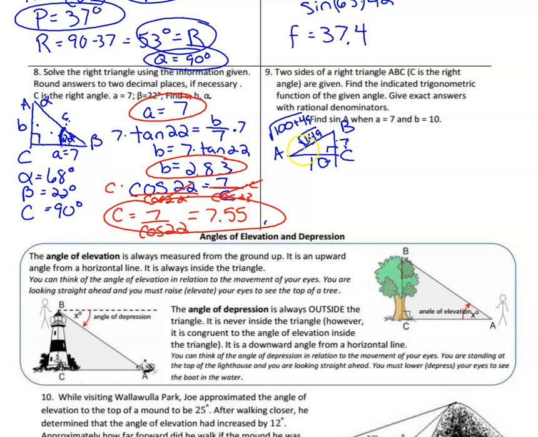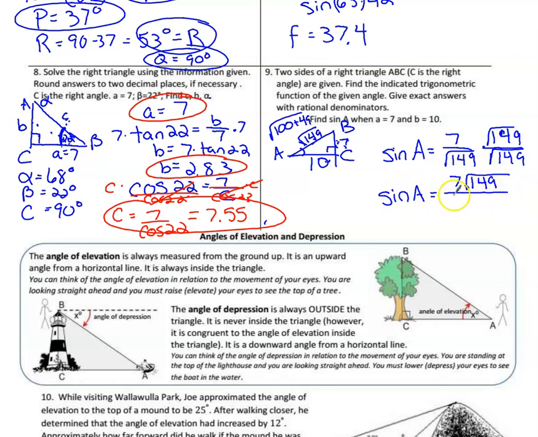Now that we have that value, we are told to find the sine of A. Sine is opposite over hypotenuse. So sine of A is equal to the opposite leg, which is 7, over the hypotenuse, the square root of 149. That answer is correct, but not rationalized, so we multiply by the square root of 149 over the square root of 149, and we get sine of A is equal to 7 times the square root of 149 divided by 149. And there is our answer to number 9.